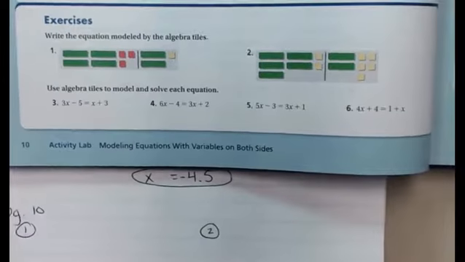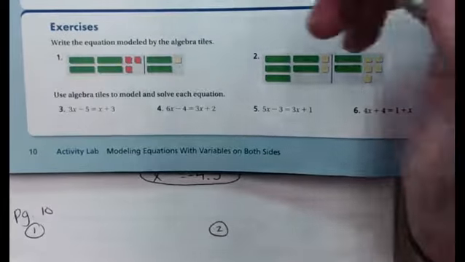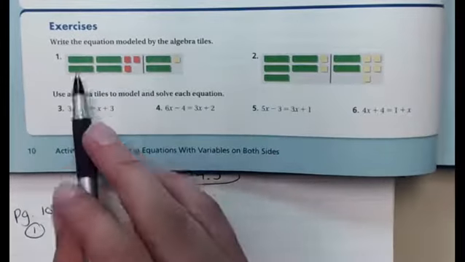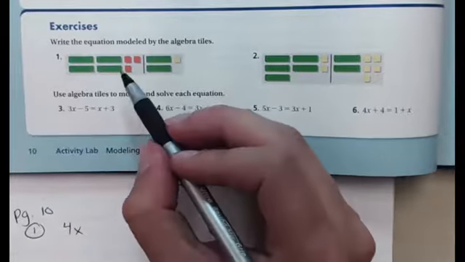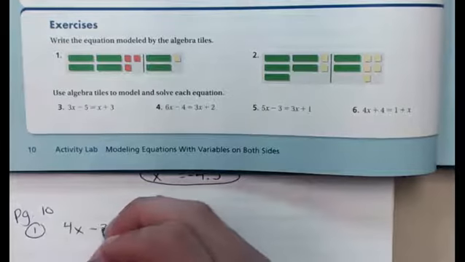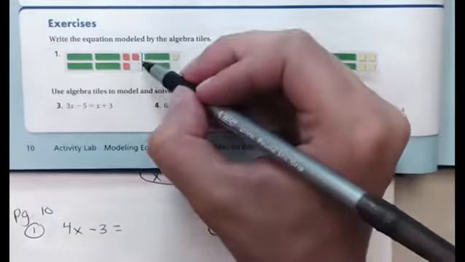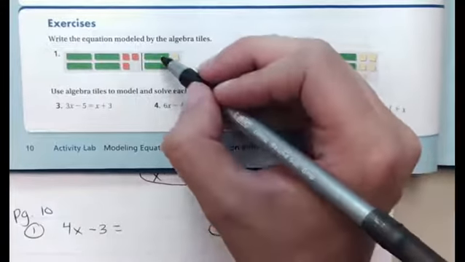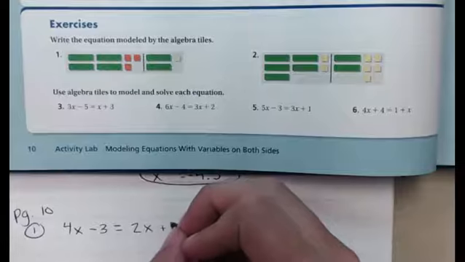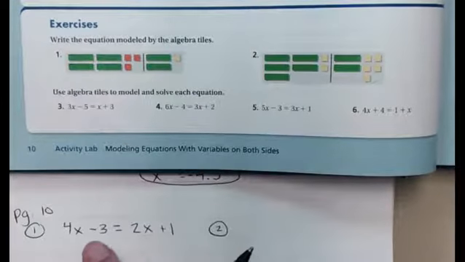Okay, so number 1, what you should have gotten, this is again on page 10 of your homework helper, is on the left side, how many x's do I have? I have 4 x's, and I have 3 red little boxes, which would represent -3. My equal sign represents that black line. I have 2 x's here, and a yellow little square means +1. So your equation for number 1 was 4x minus 3 is equal to 2x plus 1. Raise your hand if you got that. Perfect.